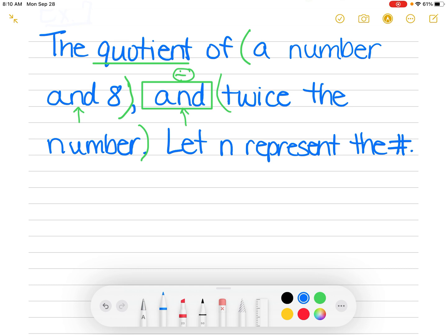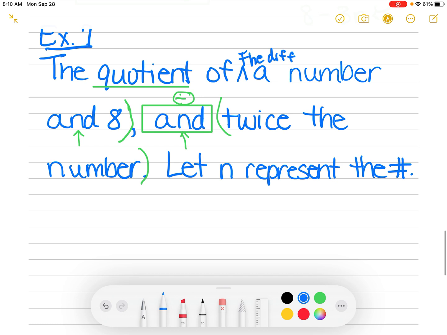So it's the quotient of the difference, I kept thinking that looked a little bit weird. Sorry, my pencil's not working. The difference of a number and 8. Okay, now that's better there.